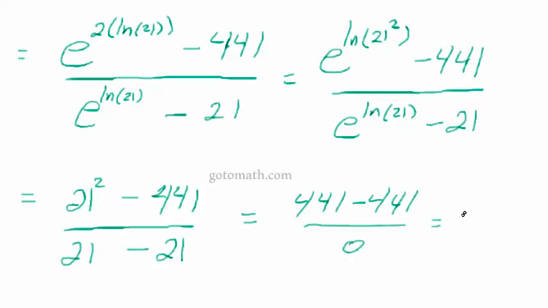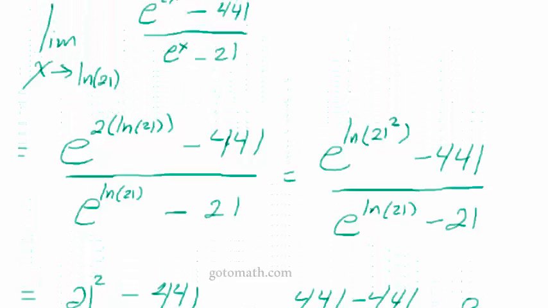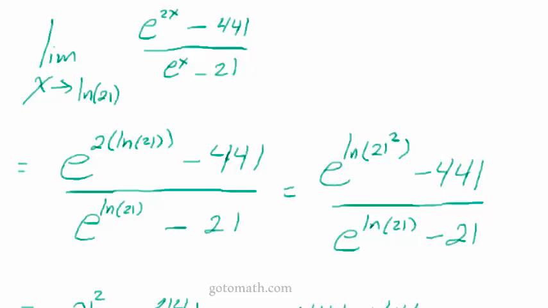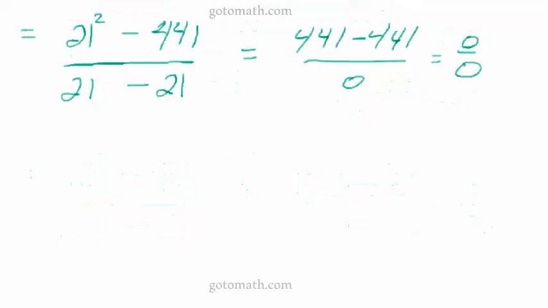So you should have all known what was going to happen here. Of course, that's 0. So we end up with 0 over 0. And that means that we're going to need to do something, and that something is let's try to factor this thing and cancel out like factors.